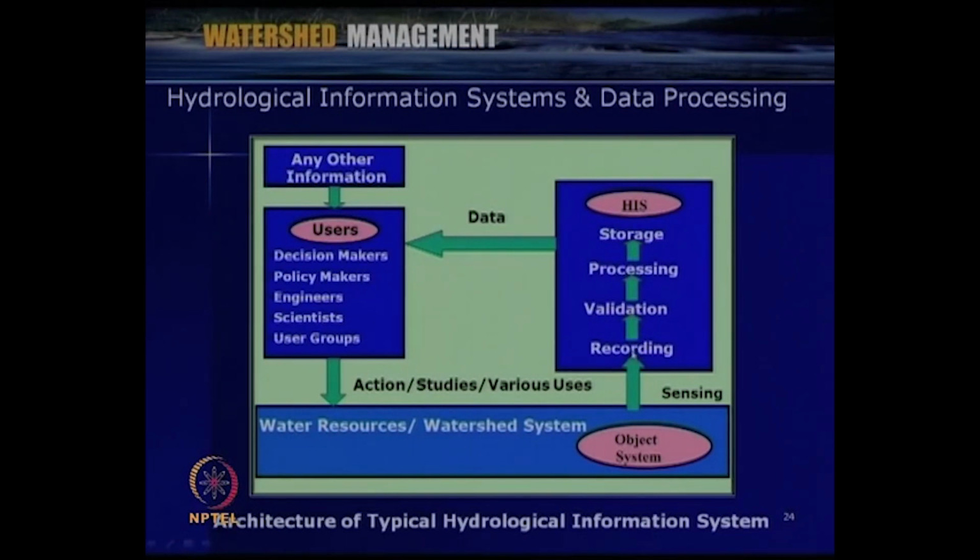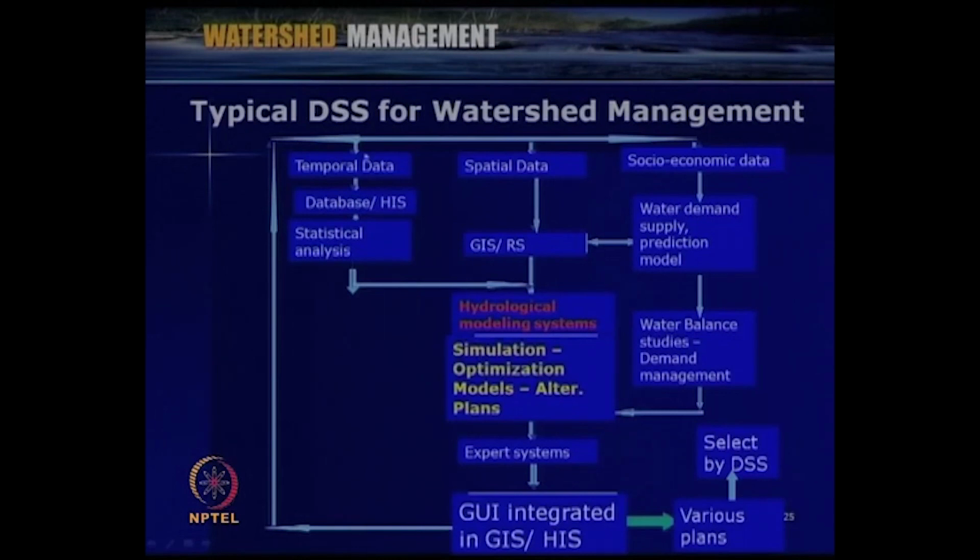Then we can record it, validate it, process it and store it. Then the users, like decision makers, policy makers, engineers, scientists and user groups, can use it. So various users can utilize it, and that way we can develop the systems. Now, in this slide, a typical decision support system related to watershed management is shown.